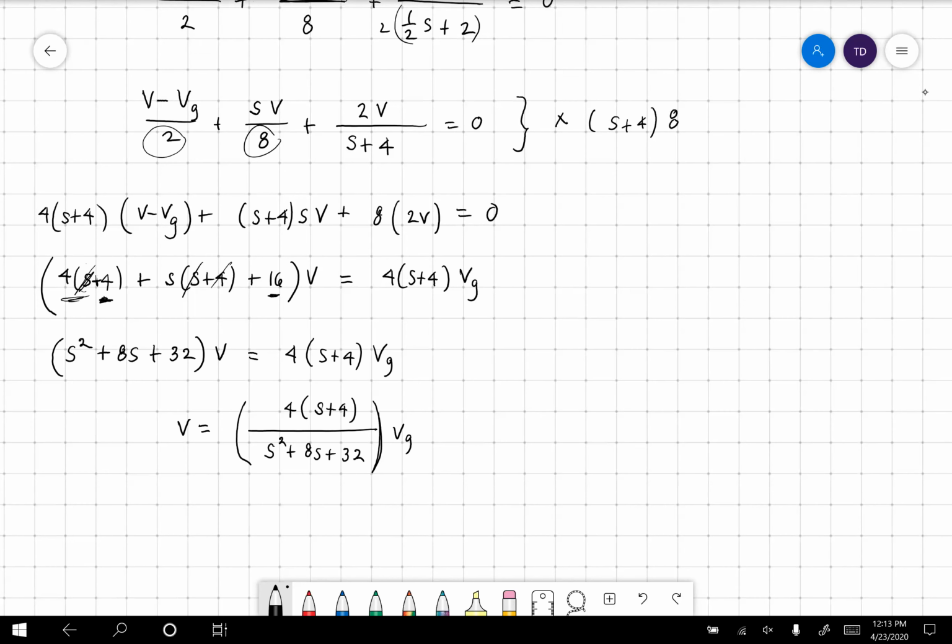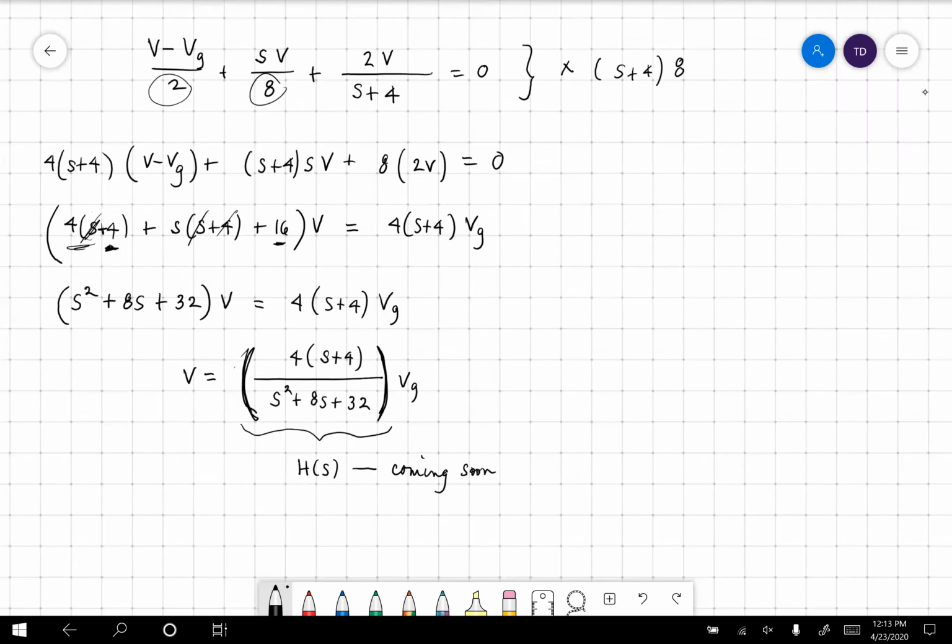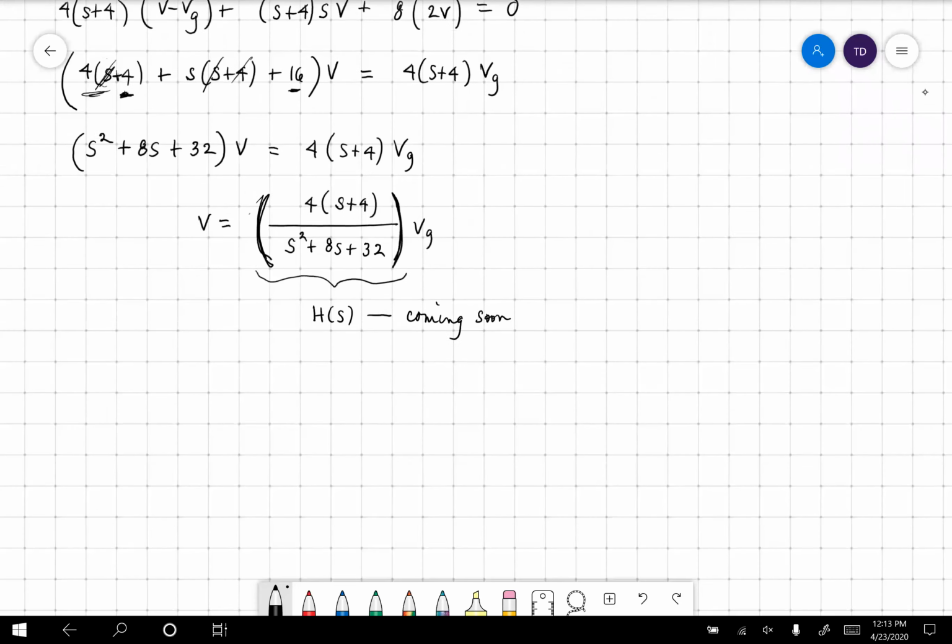This is a really important thing. We're going to talk about it. So I'll warn you or tell you right now. This is called the transfer function or the system function. And we call that H of S. Coming soon to a theater near you. So we'll just cover that soon. We'll be talking about this H of S and what that is. But right now, I just want to focus on solving this problem because we don't know anything about what H of S is.